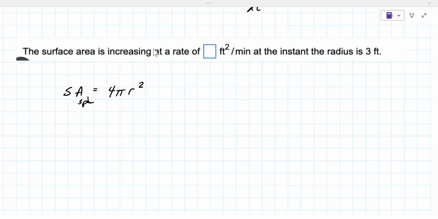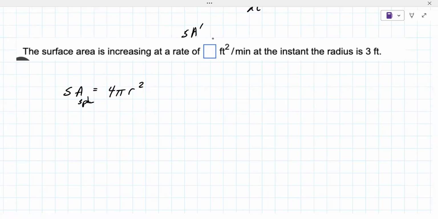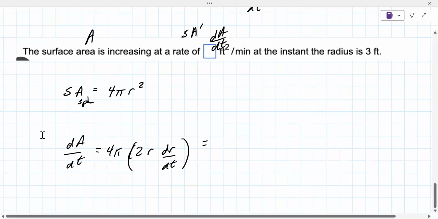Okay, surface area is increasing at a rate of, so we're trying to find the surface area prime. And it gets a little weird when you use two letters. Sometimes students or teachers just use one. We're looking for dA dt. So the derivative of SA is dA dt, and then it's the derivative of r squared, which is 2r dr dt.